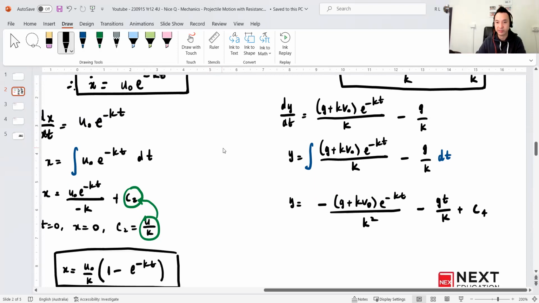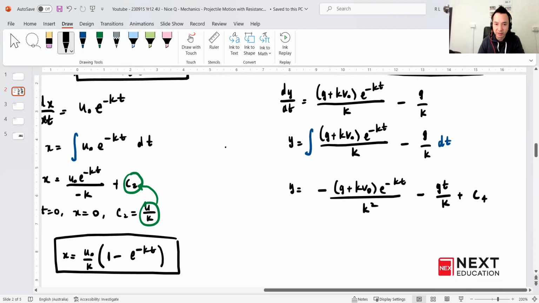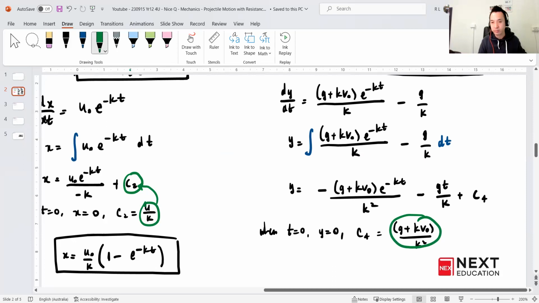Now, do I have any space? Very tight. When t equals 0, y equals 0, start at origin. That's gone. So it just looks like that's 1. So C4 equals the positive version of this. In which case we're going to sub that into C4.